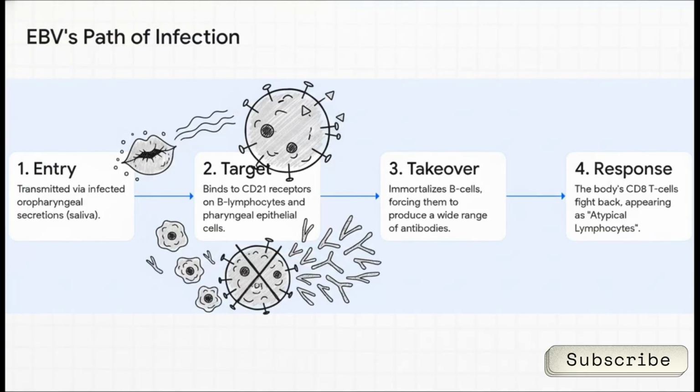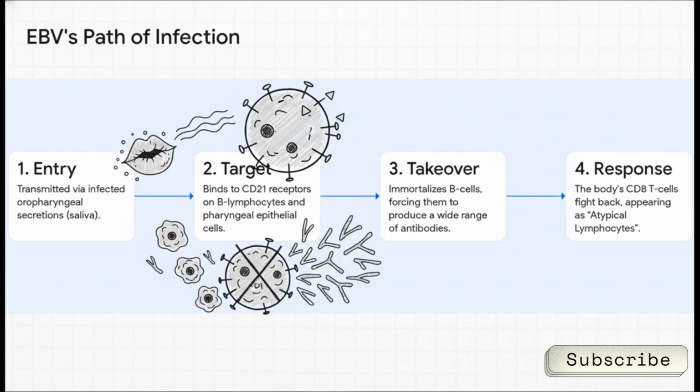So the infection plays out in 4 main steps. First, entry. It's transmitted through saliva, hence the kissing disease thing. Second, it finds its target. The virus homes in on B lymphocytes and pharyngeal cells by latching onto their CD21 receptors. Step 3 is the real kicker, the takeover. EBV doesn't just infect the B cells, it immortalizes them. It turns them into little rogue antibody factories, just pumping out all sorts of random antibodies.